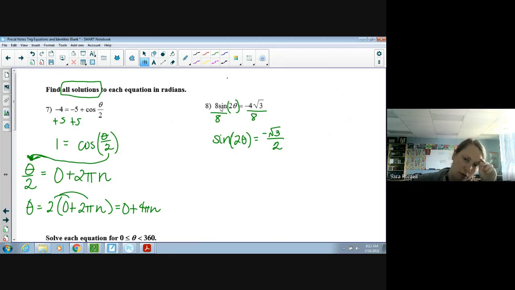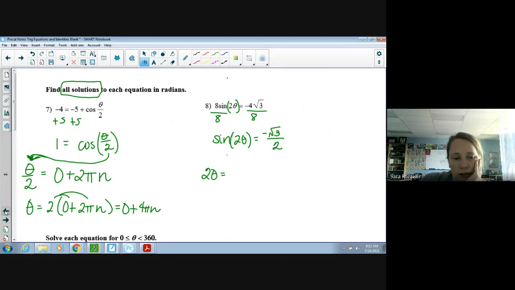They like to come up with creative ways for you just to simplify a root 3 over 2 or a 1/2 or a root 2 over 2. So 4 over 8 is the same as 1/2. So we're just looking for when is sine negative root 3 over 2.